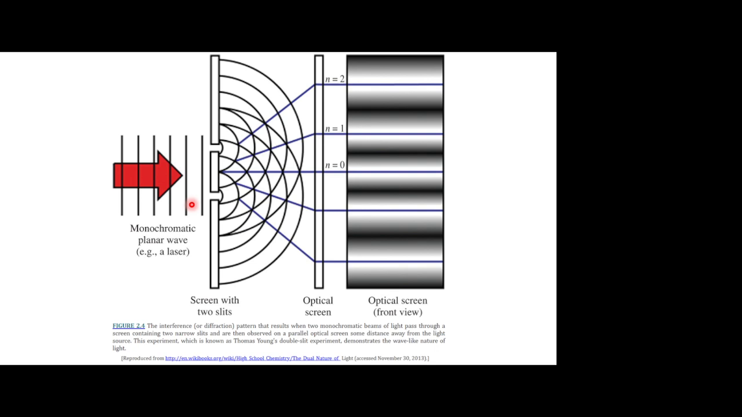So anyways, these interference or diffraction patterns actually become very obvious when you look at these. And so when you have two monochromatic beams of light that pass through a screen that contains two narrow slits, right here we see the narrow slits.